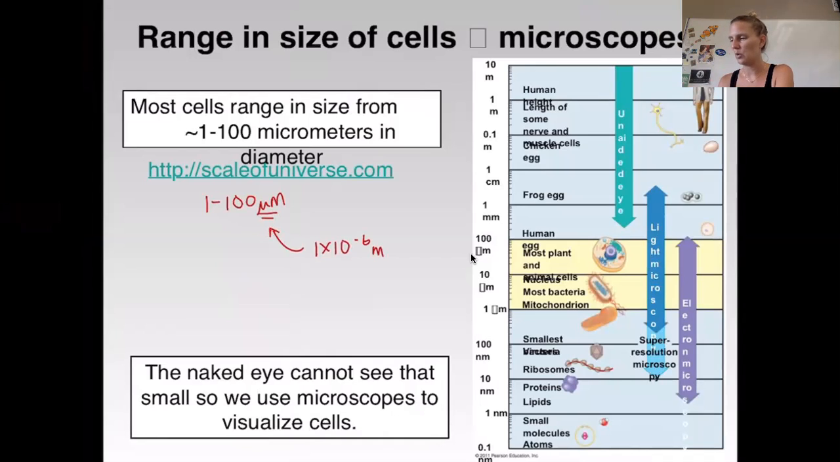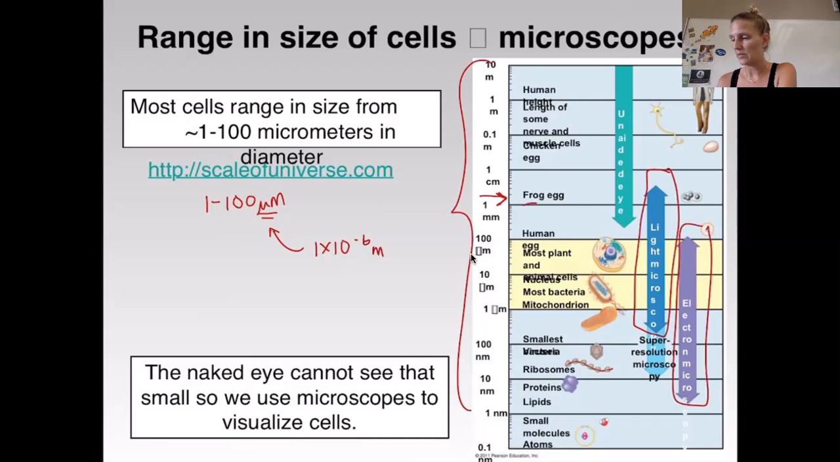This shows you a little bit of a range. A frog egg, we can see by eye. It's one of the largest cells. But when we get into human cells, they are in the range of either a light microscope or an electron microscope, whereas frog eggs are still able to be seen with the naked eye.